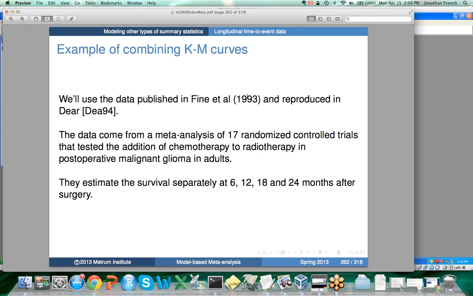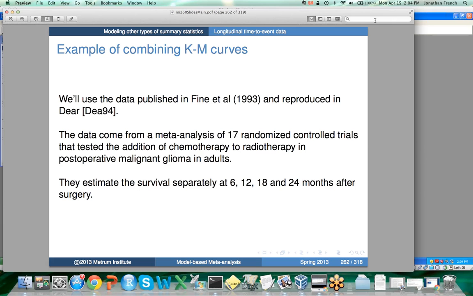So recall we had two different approaches. One was to combine the observed survival probabilities directly using some information that we have about the correlated nature of those outcomes. And the second approach was to model independent binomial events that are the numbers of events happening in non-overlapping time intervals over the course of a study.